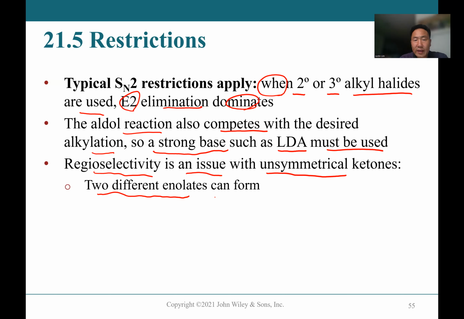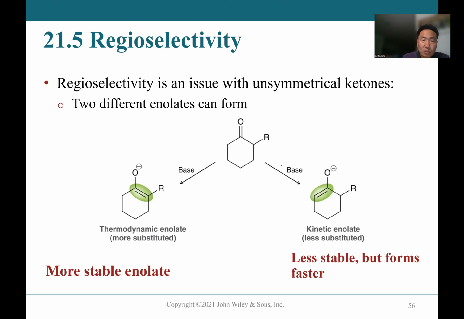So two different enolates can form. For example, when you use a base, you can generate the thermodynamic enolate. Now on the C=C double bond, you can see 1, 2, 3, 4 substituents. On the right side, you can see the kinetic enolate. So 1, 2, 3, there are 3 substituents on the C=C double bond. So less stable but forms faster.